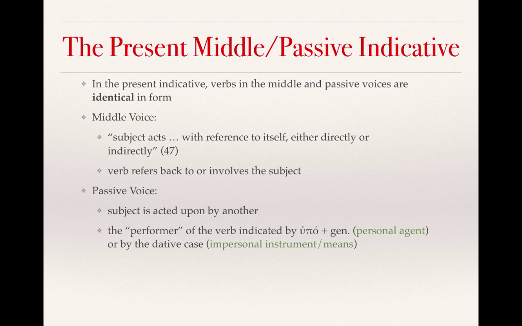And in Greek, the performer of the verb, the one who is doing the action to the subject, is often indicated by the preposition hupo plus the genitive, which means by, and that's what we call the personal agent, or by the use of the dative case, which is referred to as the impersonal instrument or the impersonal means. So the means by which something is done is indicated by that dative case.